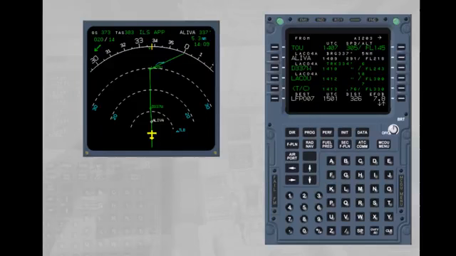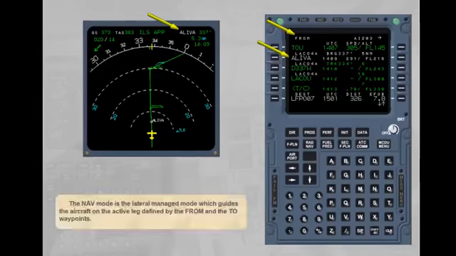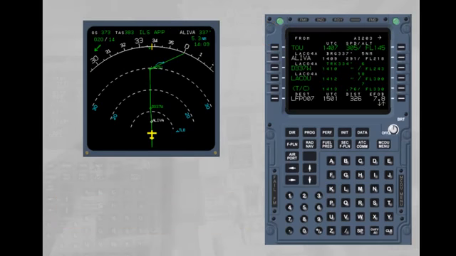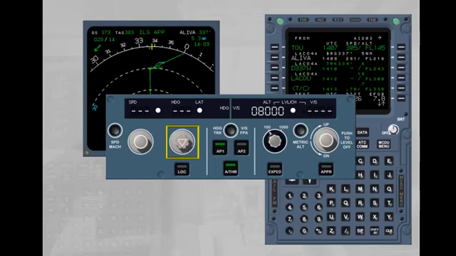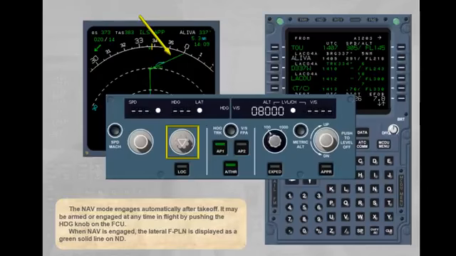The navigation mode is the lateral managed mode, which guides the aircraft on the active leg defined by the from and the to waypoints. The navigation mode engages automatically after takeoff. It may be armed or engaged at any time in flight by pushing the heading knob on the FCU. When navigation is engaged, the lateral flight plan is displayed as a green solid line on the ND.